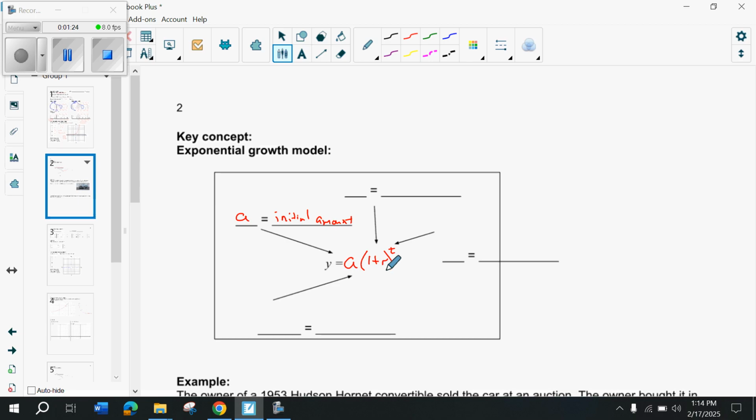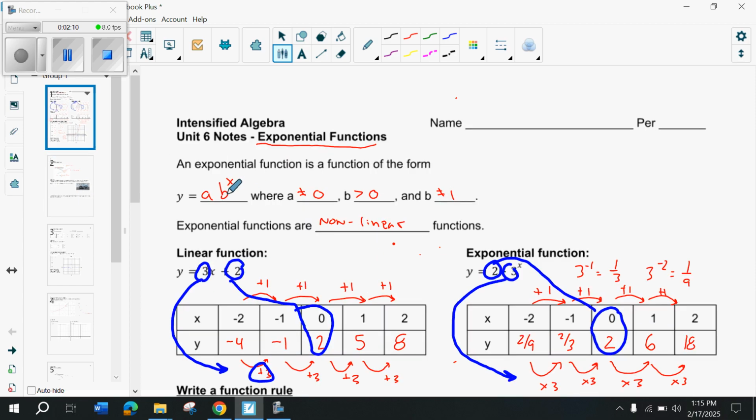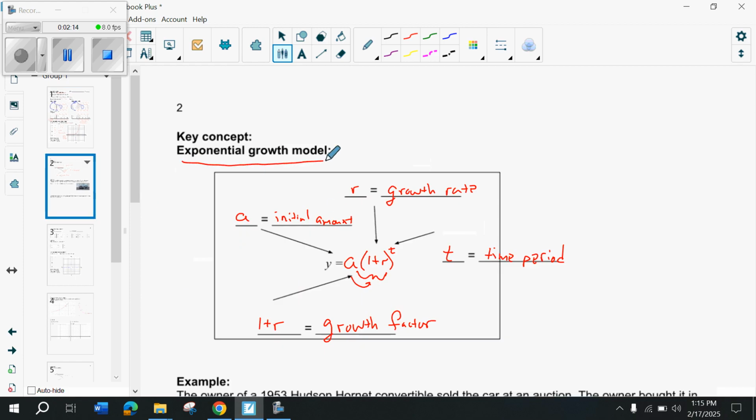Okay? The next one is the r. The r is the growth rate. And notice that we have here a little t. T is the time period. And last but not least, this is actually pointing to this entire thing that's in parentheses. So that 1 plus r is the growth factor. In the previous example, this b is our growth factor, but in the exponential growth model, our growth factor is this whole expression, 1 plus r.